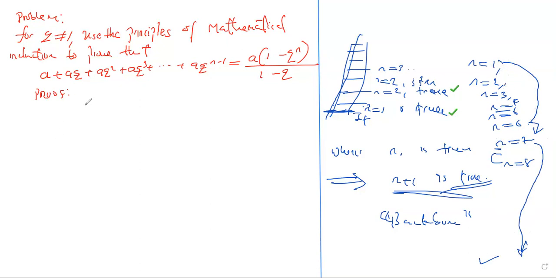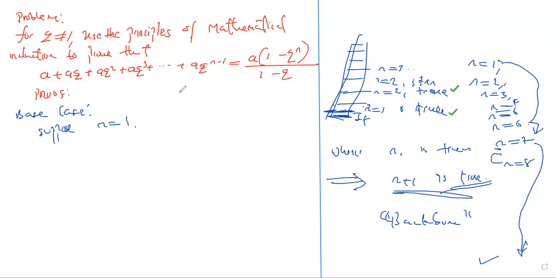So let's look at this case now. We first of all establish the base case. Suppose n equals to 1. We want this formula to be true for n equals to 1. Now, this formula tells us that if we sum this series from A to AQ to the n minus 1, we should get this. So when n equals to 1, this is the n term.